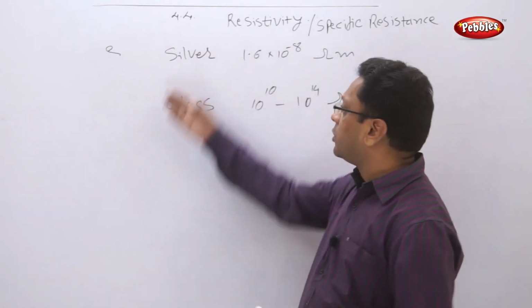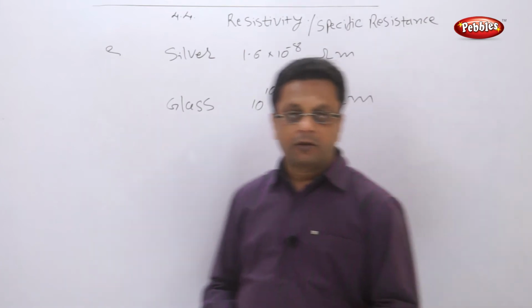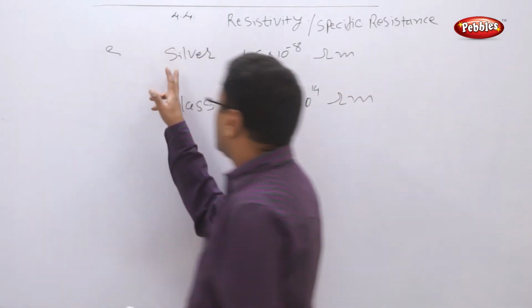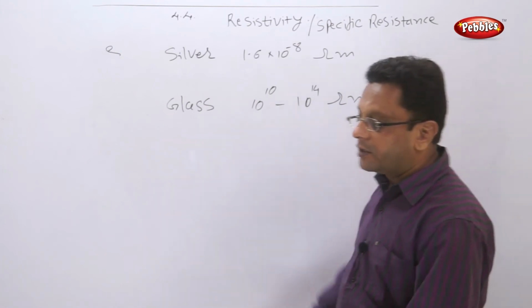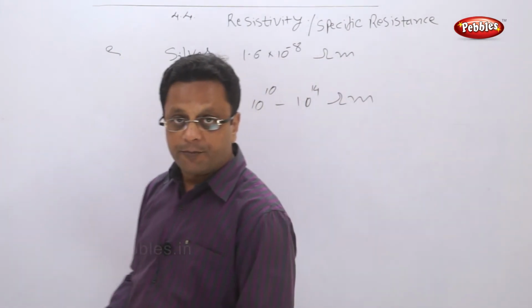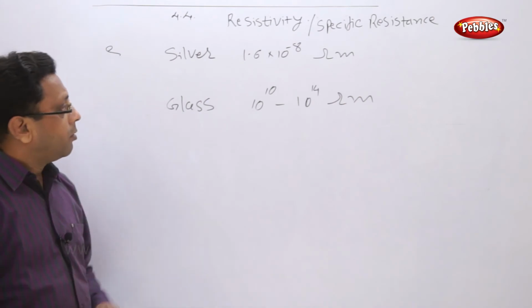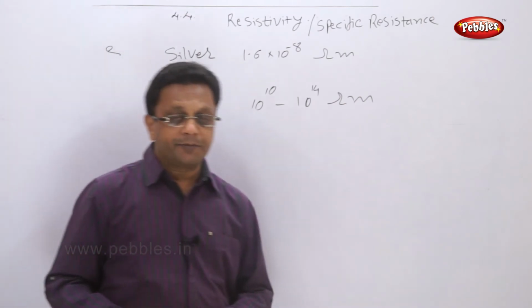I have just shown you the highest and lowest conductors of electricity. This is a very good conductor of electricity, and this is a very bad conductor of electricity. The rest you can refer to in the table in your textbook. Now, I want to tell you one more thing.